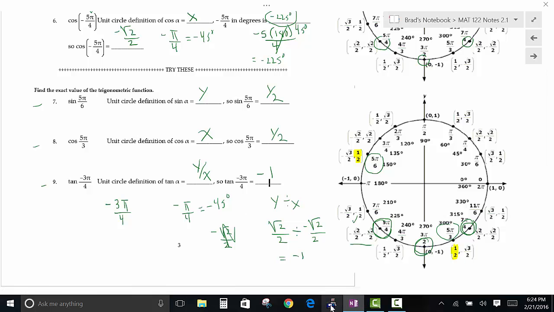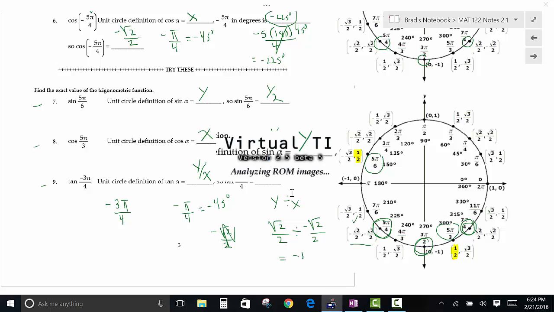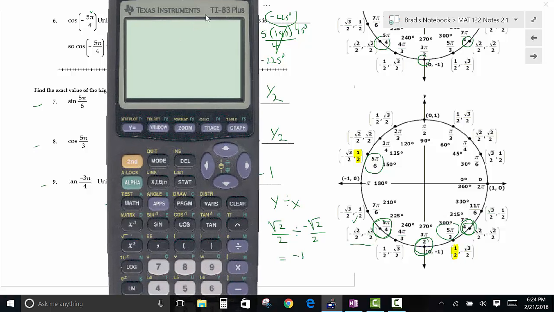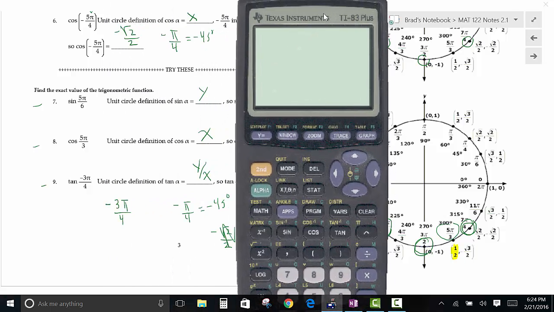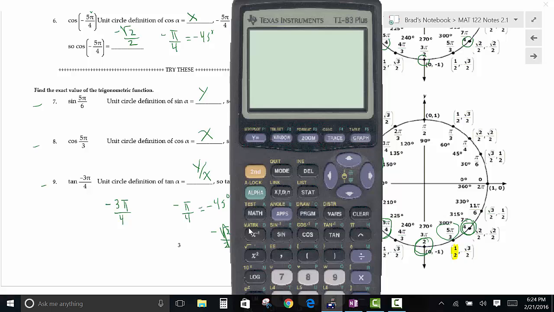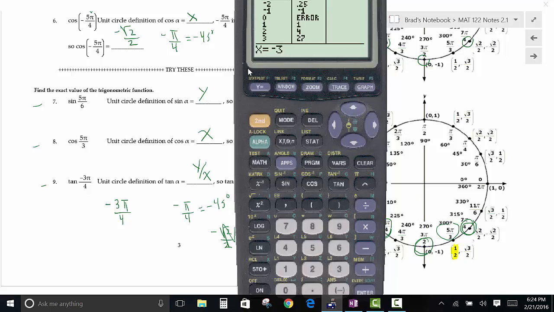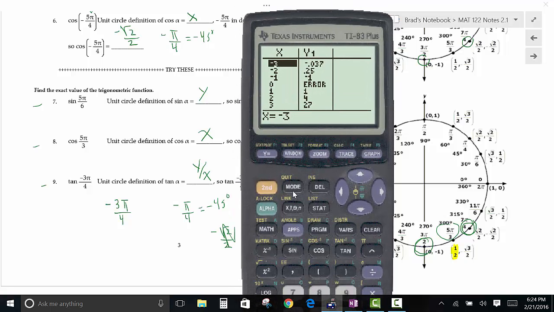Now, one thing I like to remind students, you're learning the unit circle, but it's also not a bad idea when you're doing this to get your calculator out and just remind yourself of what you're doing here. So I wanted to show this just for a minute here. So I'm going to get my calculator. It's a good idea to turn your calculator on first. Okay. Brad, come on.